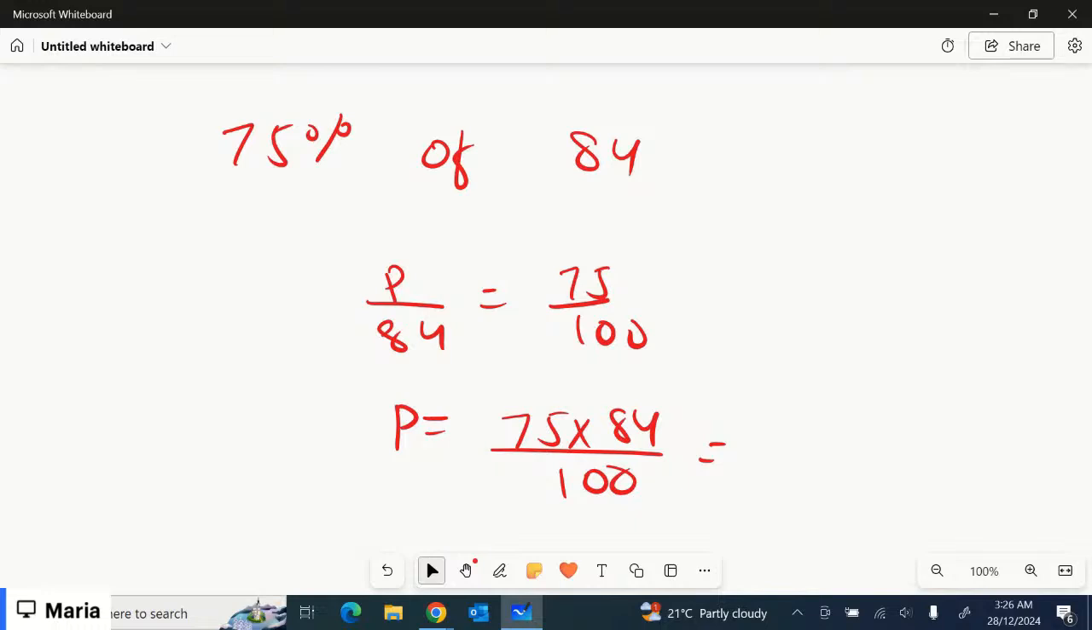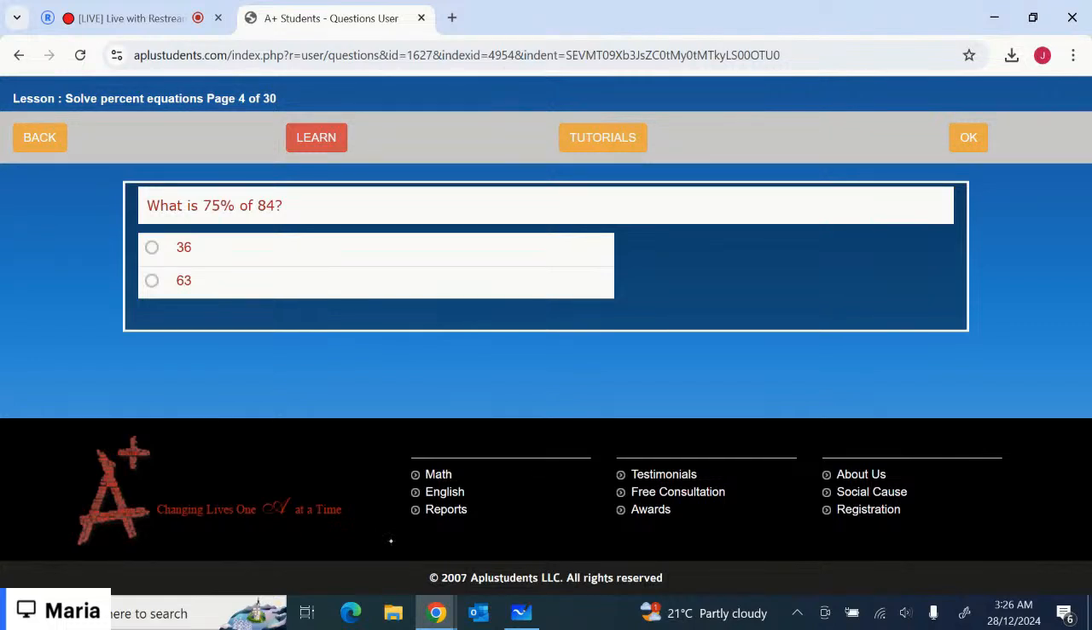75 times 84 over 100. So 75% of 84 is 63. The correct option is 63. Option number 2 is the correct option.